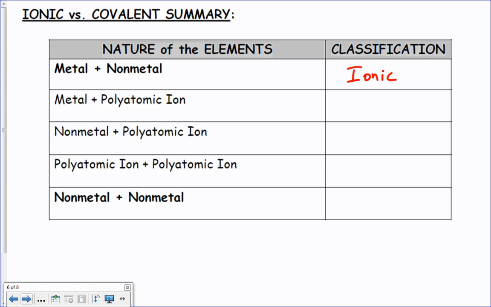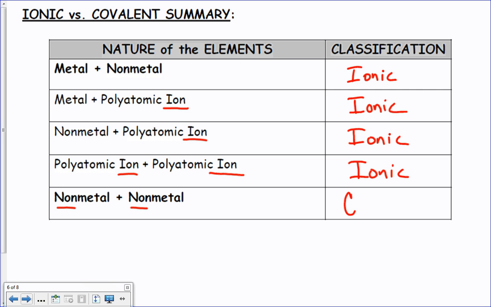Just a real quick summary of what we just went over really fast. A metal and a polyatomic ion, I am ionic. I have an ion in there. A nonmetal and a polyatomic ion, well, that's ionic. And two ions together, oh, this is ionic. And then two nonmetals, this is covalent.